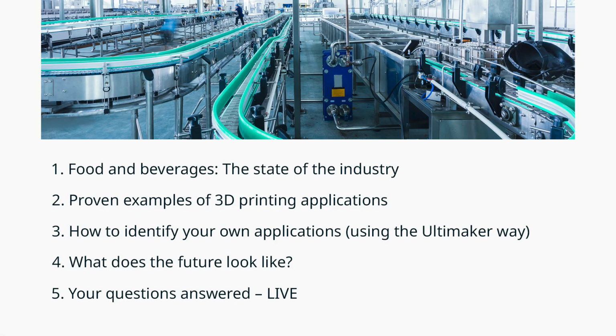Here's the rough schedule of the session. First, we have an introduction to food and beverage, the state of the industry. Then we're going to go through 7 proven examples of 3D printing applications that we think will really make a difference for you. The third section, we're going to show how to identify your own applications using the Ultimaker method. And thankfully, we have Jeremy here who has done a lot of this work, and it's going to be a real pleasure to see how he thinks through this with live customers. The next section is what does the future look like? And finally, we will be answering your questions live.